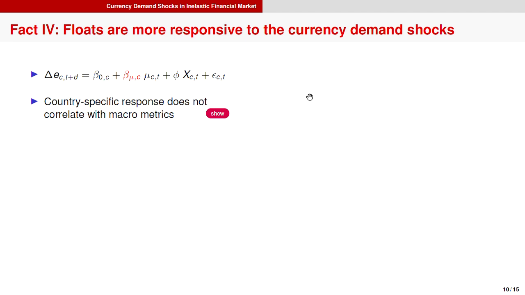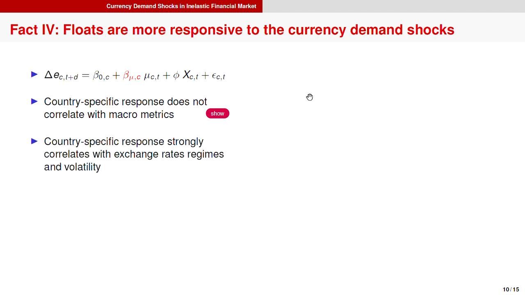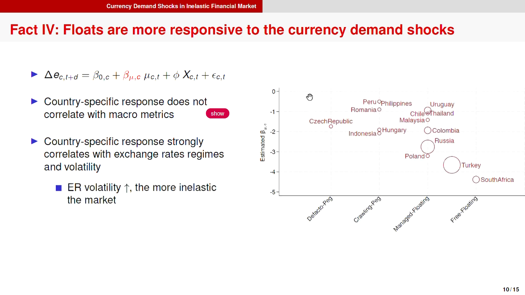We tried a bunch of things like inflation, consumption, macro fundamentals, and there's only one, well, maybe two measurements that really show up to have strong correlation with the country-specific exchange rate response, and that is the exchange rate regimes or the volatility of exchange rates. So here I have a figure showing the response of exchange rates to the currency demand shock. That's the vertical axis. So the more negative the shock, the larger the response.